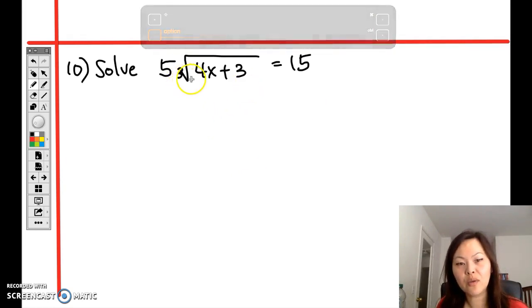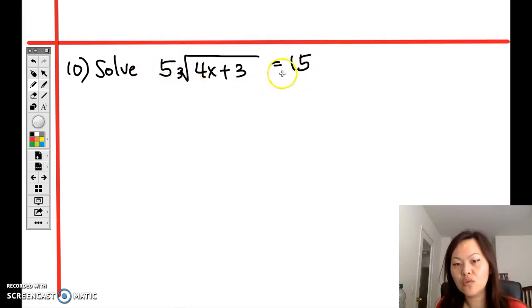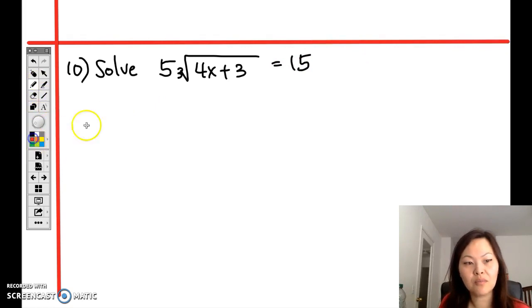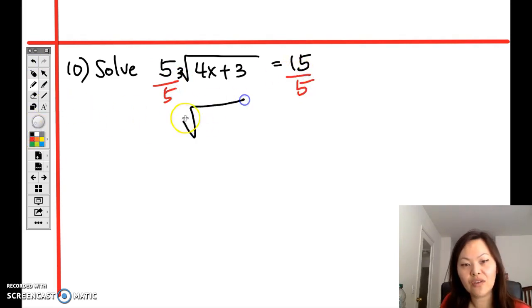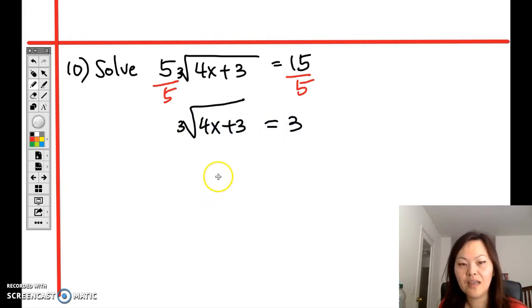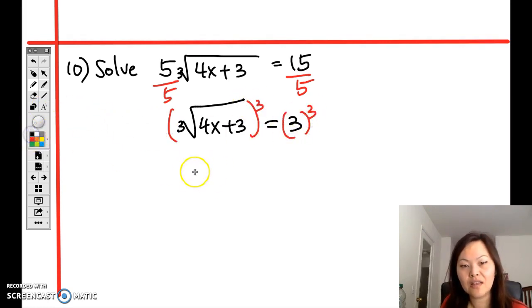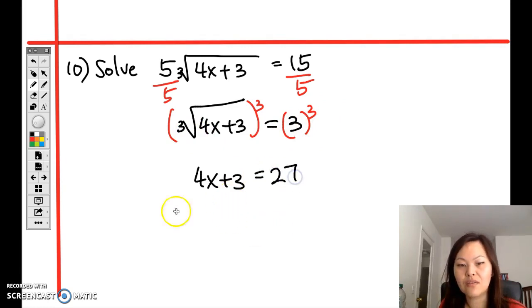Okay, so we have a cubic root, we just have a 5, there's no cubic root on the other side, so this one was quite simple, right? So we divide both sides by 5. Okay, so then now we have the cubic root of 4x plus 3, and that equals 3. Now when we have the cubic root by itself, we're gonna go ahead and raise both sides to the power of 3. That's going to give me 4x plus 3 because the cube undoes the cubic root. And 3 times 3 times 3 is 27.